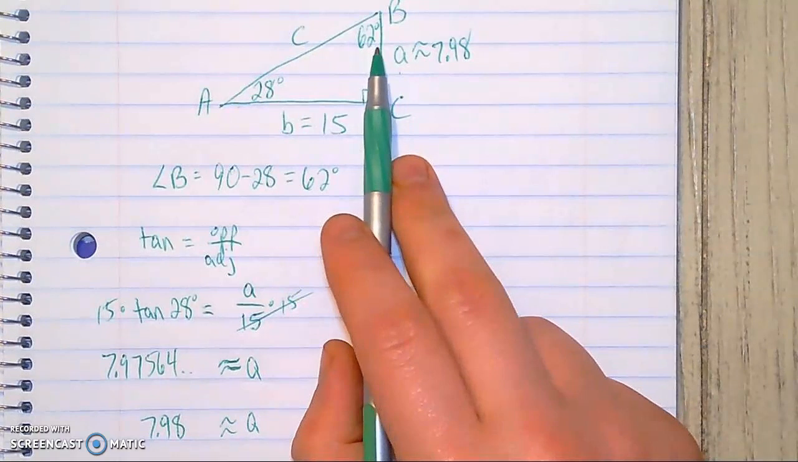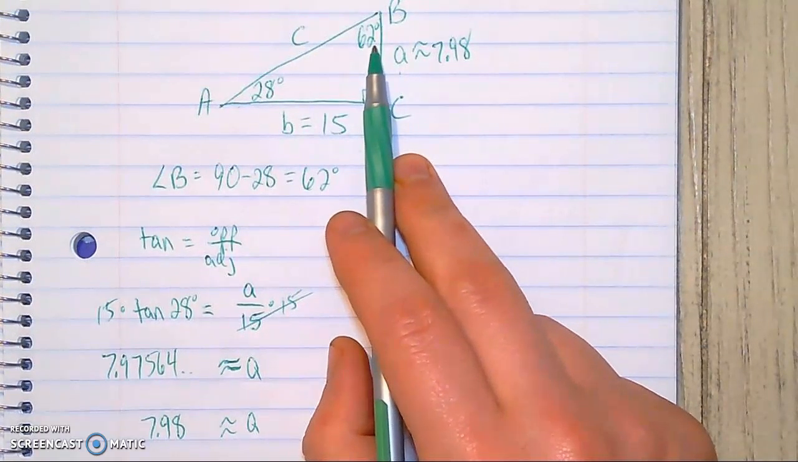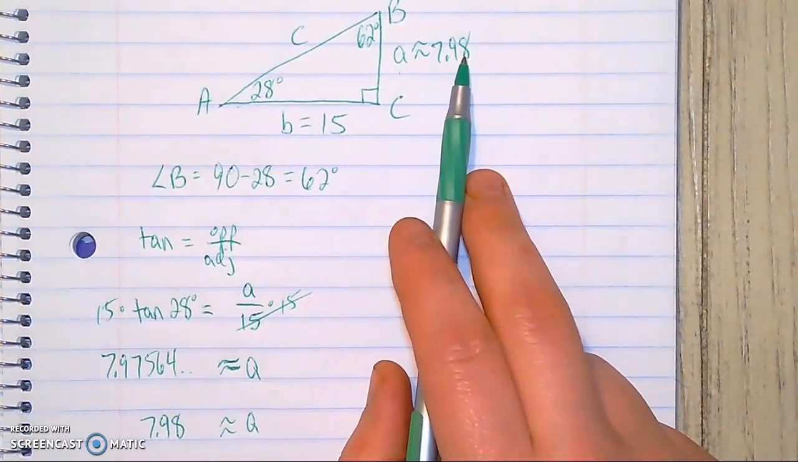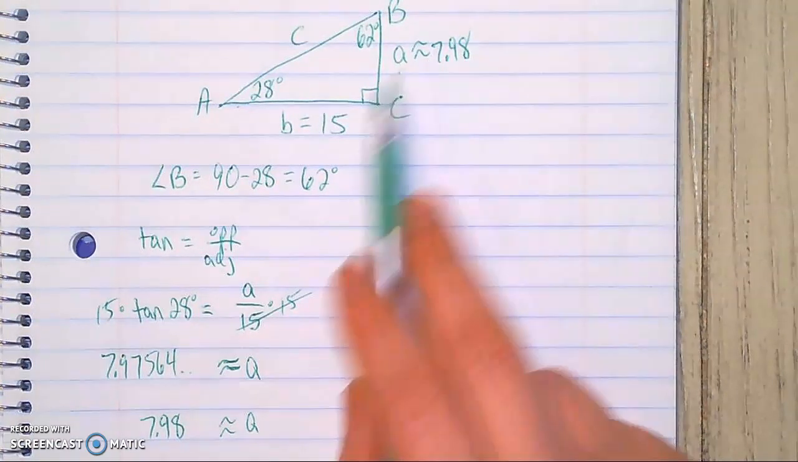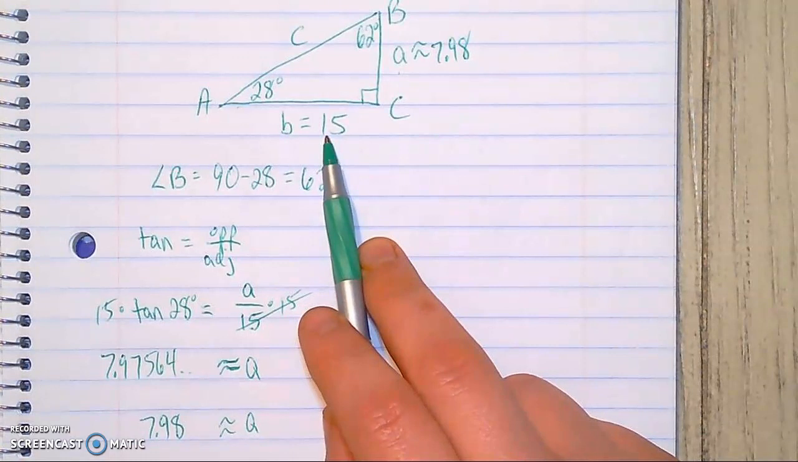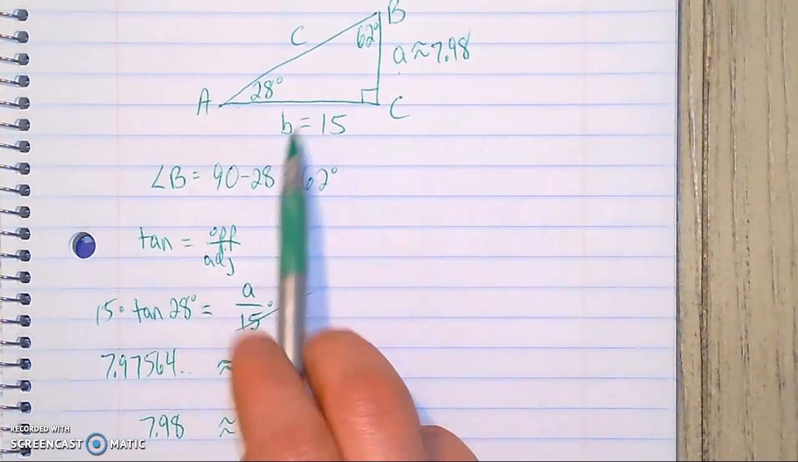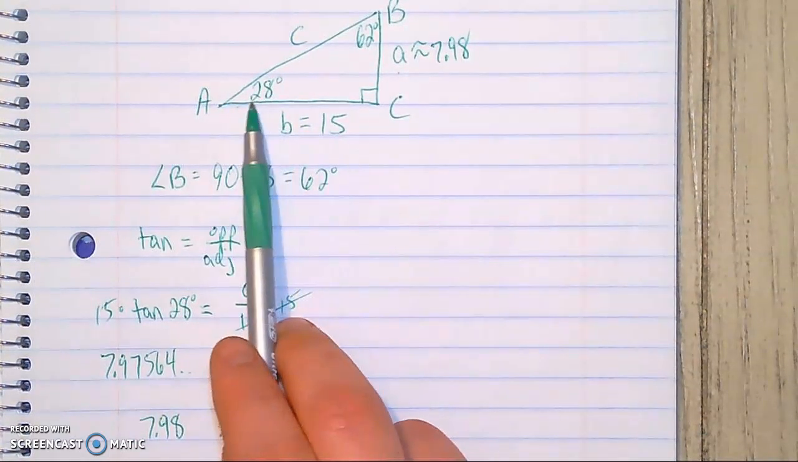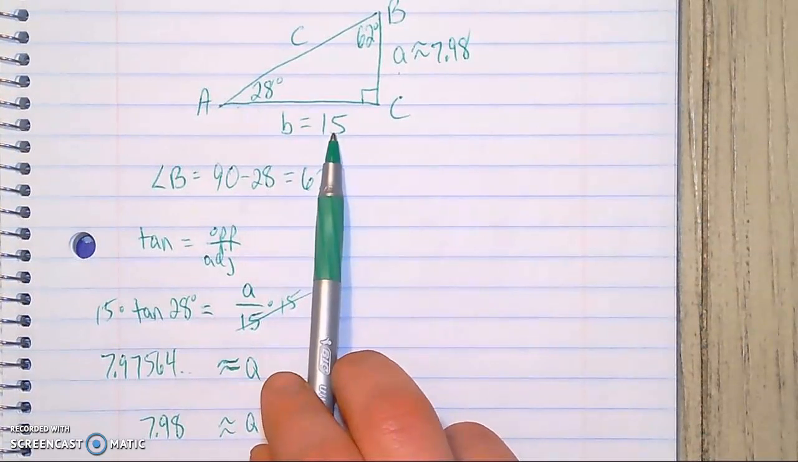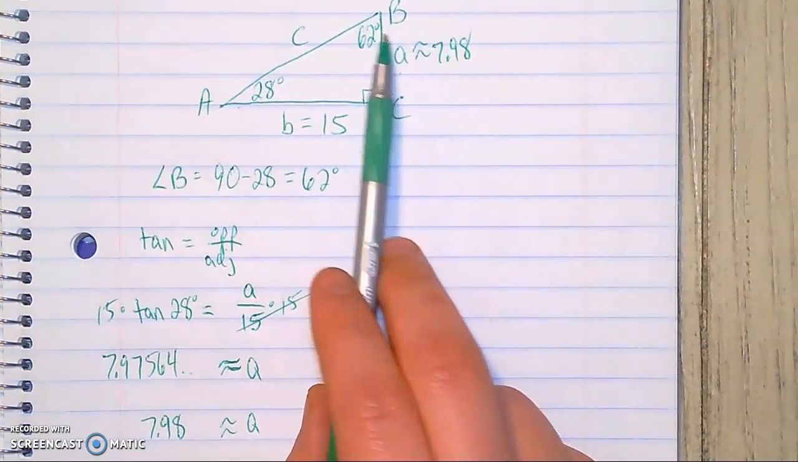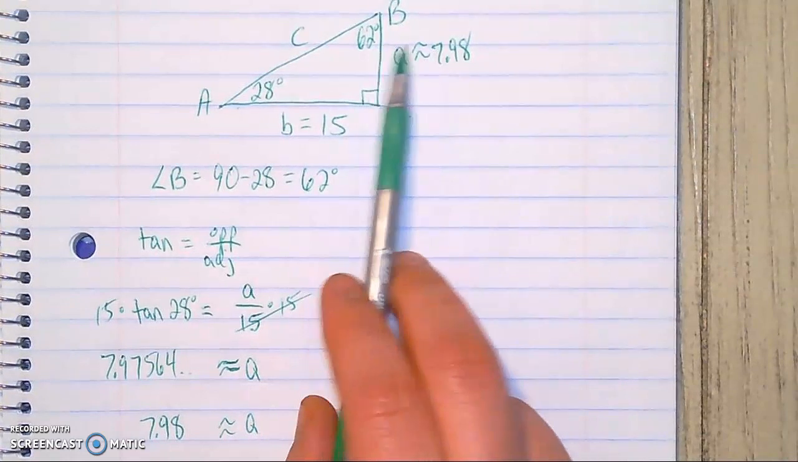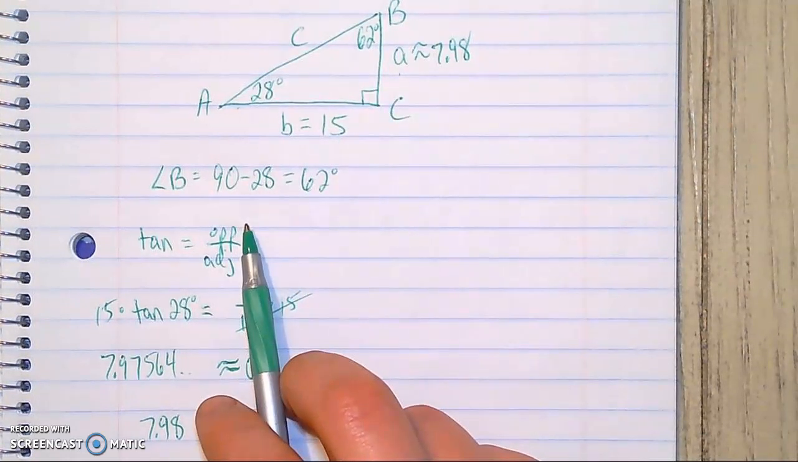Now again, at any time you could use the 62 degrees if you wanted. In fact, you could even use the 7.98 now that we know it, though it's an estimate. It's not as exact as the 15 that's down here. So for me, just to keep things simple, I'm going to keep it all about the 28 we were given and the 15 we were given. But again, as you learn new information, you could also use that new information to set up your trig ratios.